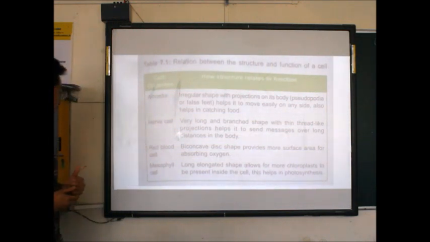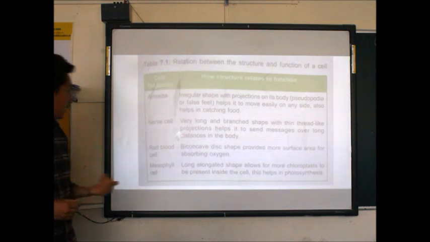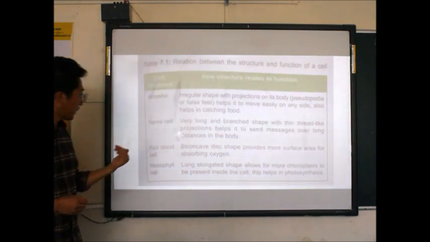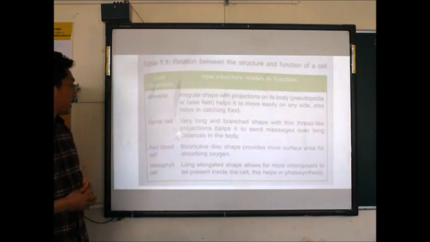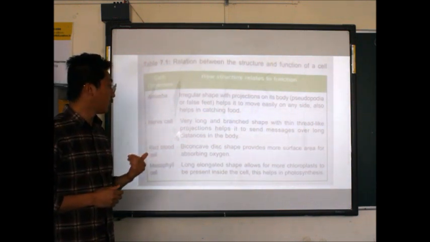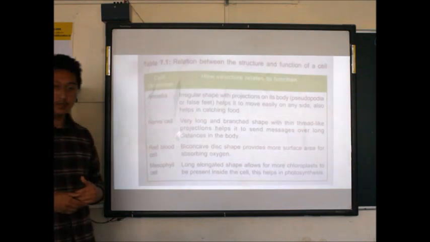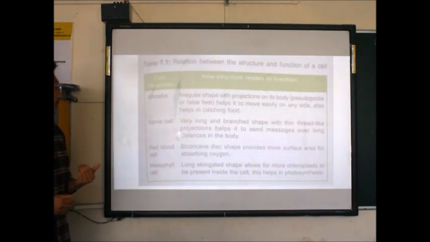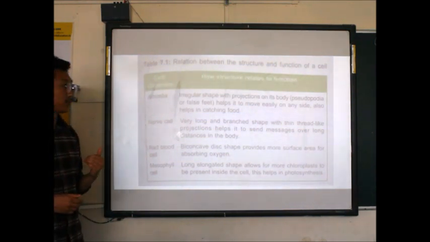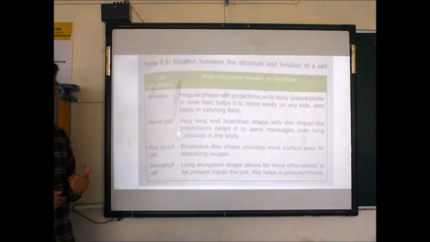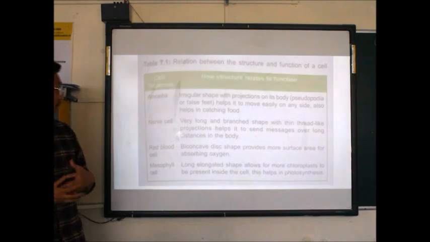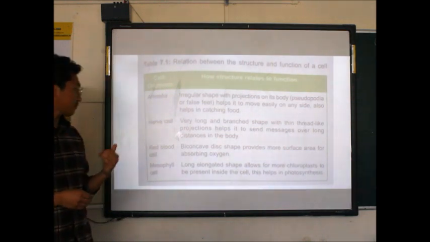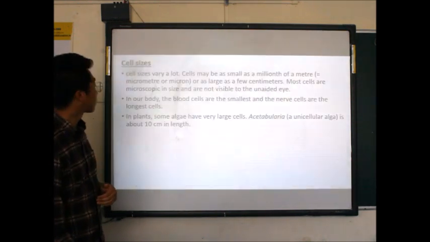So next one is the mesophyll cell. The mesophyll cell has a long elongated shape. This shape allows for more chloroplasts to be present inside the cell. So it allows the presence of more chloroplasts inside the cell, and these chloroplasts help in photosynthesis.